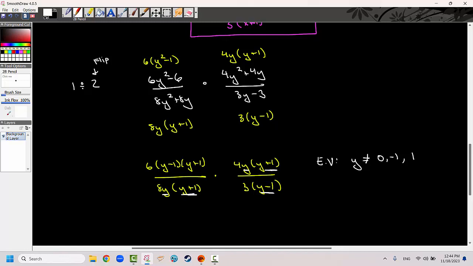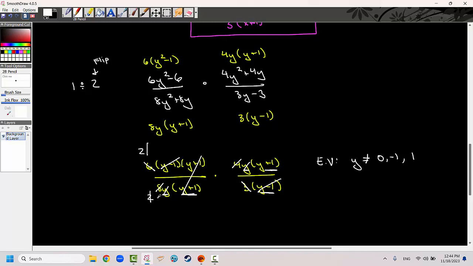Let's cancel stuff. Goodbye to the y plus 1s. Goodbye to the y minus 1s. Goodbye to the y's. Goodbye to the 4. Goodbye to the 8, kind of. Goodbye to the 6, goodbye to the 3. I get a 2 up top, and guess what? The 2's cancel out completely.